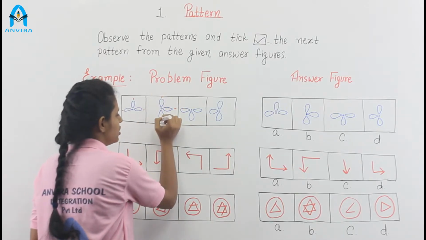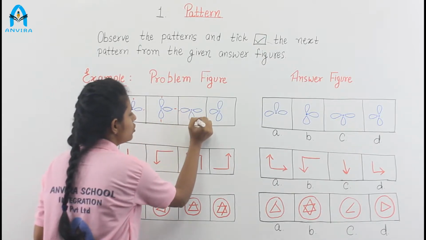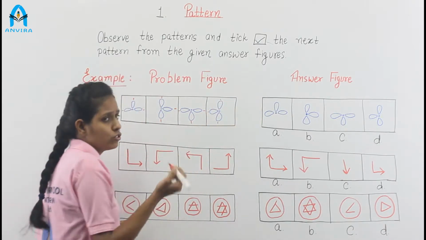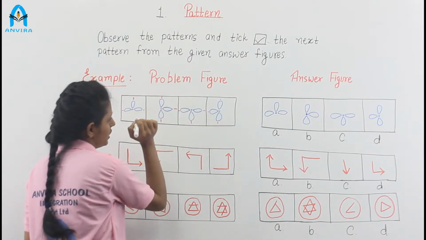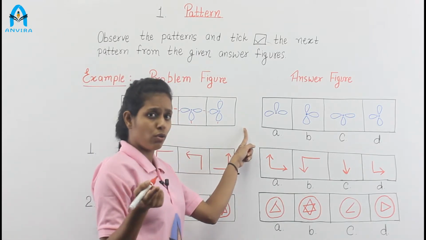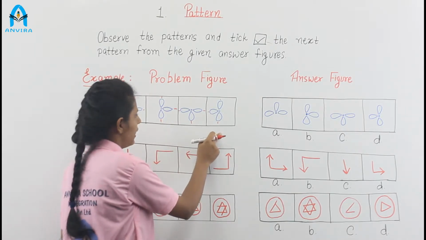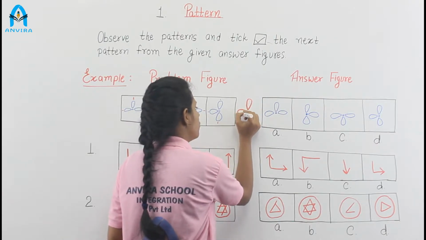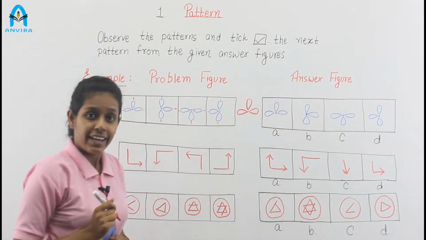Next, the direction of the leaves changes. Next, also the direction changes. Next is also a change of direction. It's upper. Now this and this. Next is again up, right, down, left, and next is also up. First we draw up. This is the next figure.